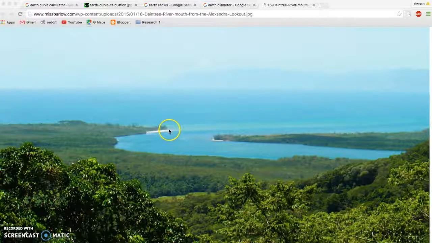And then at this point, we're at sea level. So all this land behind here has to be above sea level. I'm going to show you how you can't have a river on a ball Earth. So let's get into that.